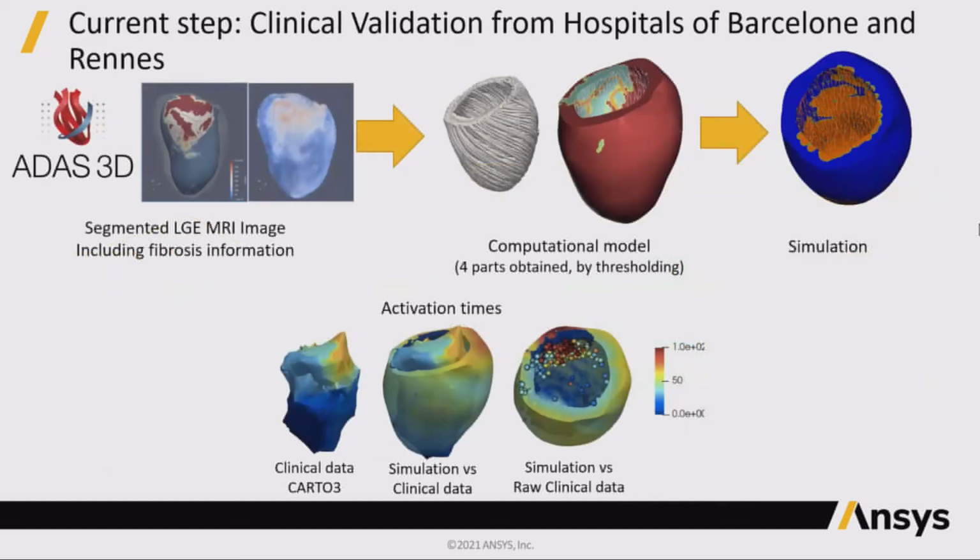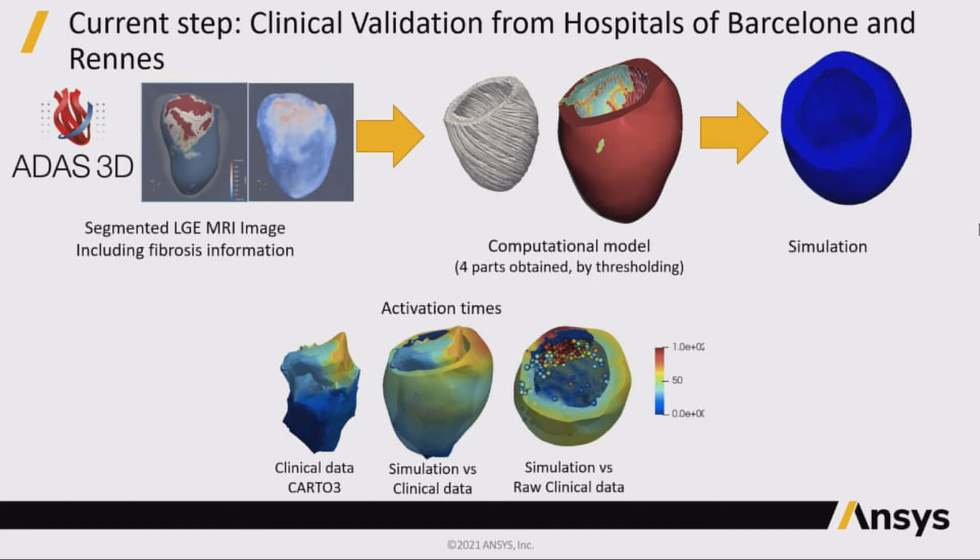And the story is about what? It is about a patient-specific heart. ADAS3D is a company in Barcelona selling software of the same name, and it's medical imaging software. We go from MRI, late gadolinium enhanced MRI, when it's possible, to get the geometry and, more importantly, the fibrosis.